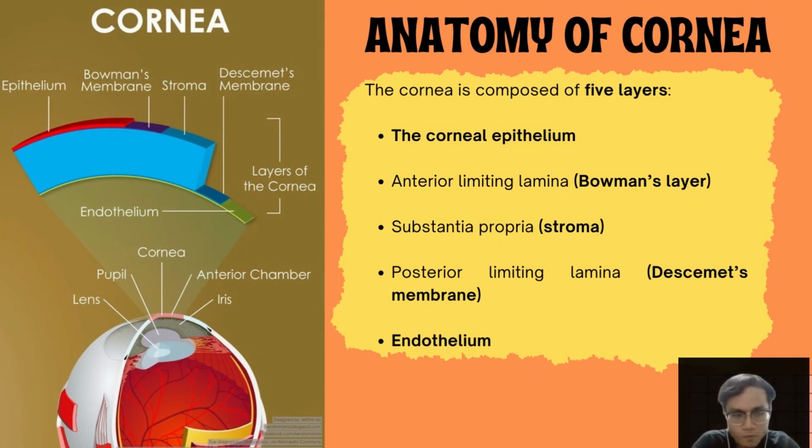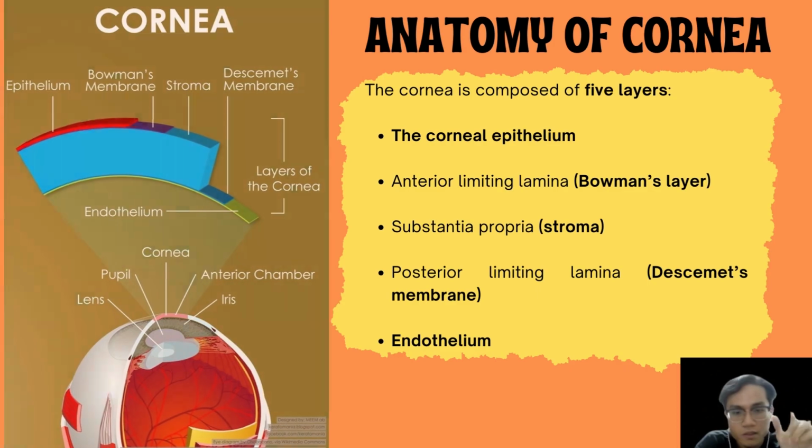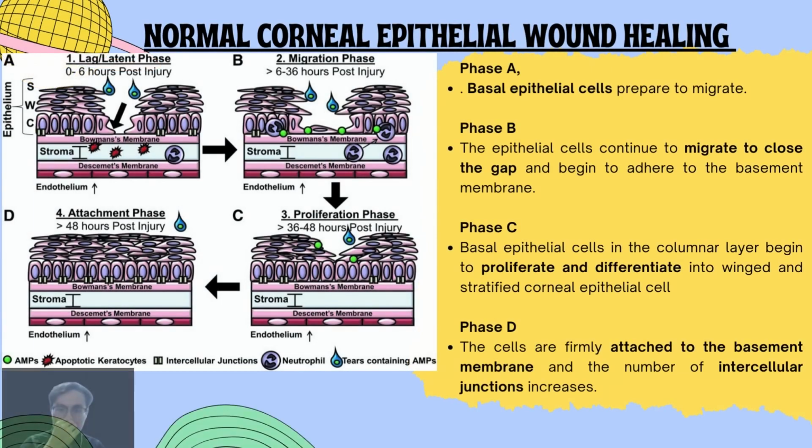Now this is the most important part of the cornea, which, as you can see in the picture, has 5 layers: corneal epithelium, Bowman's layer or anterior limiting lamina, stroma, substantia propria, Descemet's membrane, which is the posterior limiting lamina, and lastly endothelium. Okay, this is a very complex part, but I will simplify it for you.